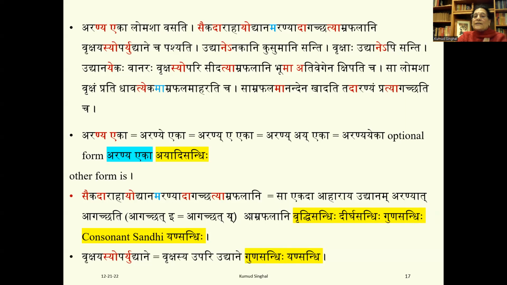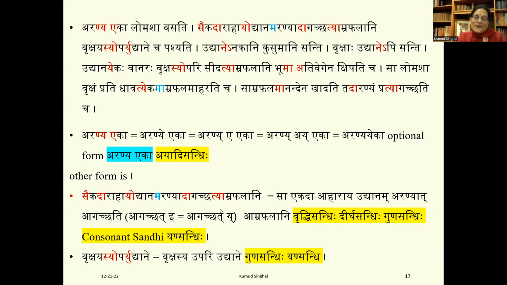So you have a yana sandhi, right? Agachat is ta and e. And then this e, since e is following a, this e will be replaced by ya. Right? So ya and a will be ya. So tya. Ta and ya. Tya. So this is your yana sandhi. So in this word, you have a vriddhi sandhi, dirgha sandhi, guna sandhi, consonant sandhi, and yana sandhi.